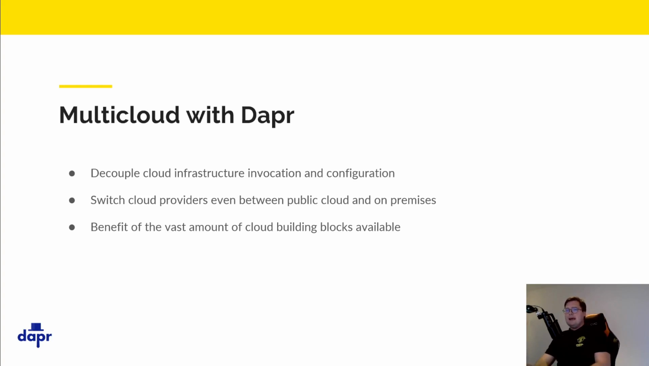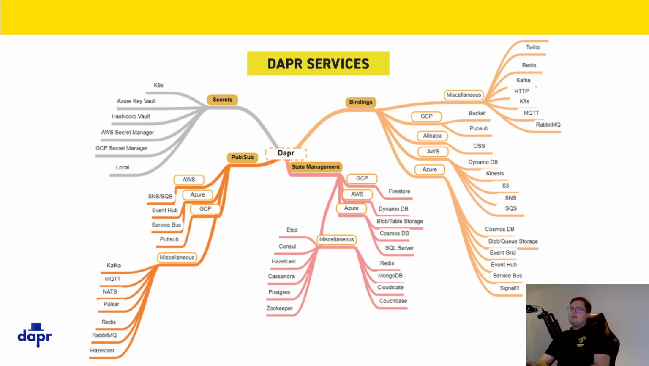So as I said, with Dapr, you can decouple all your cloud infrastructure invocation and configuration. You can seamlessly switch cloud providers, even between public clouds and on-premises if you would want. And you can benefit from the vast amount of building blocks that are already available within the Dapr community to connect to all kinds of public cloud services.